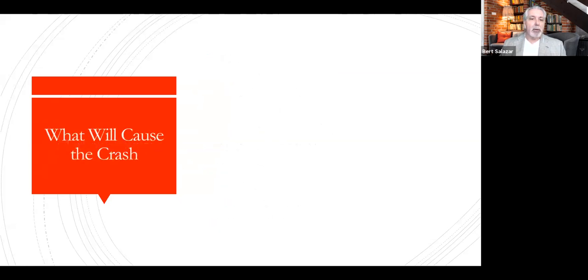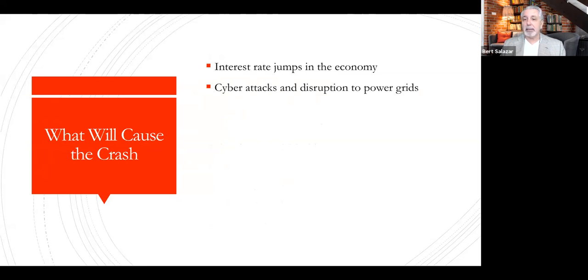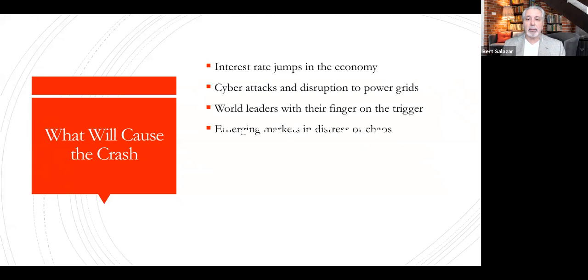So what will cause the next crash? Well, your guess would be as good as mine. Could be interest rates, which obviously can have an impact on the economy. Cyber attacks and disruption to power grids, that's something that we're starting to see from time to time. World leaders with their fingers on the trigger, and this is something that we have no control over. Emerging markets in distress or chaos, and we've seen that already in Europe and in the Middle East as well.